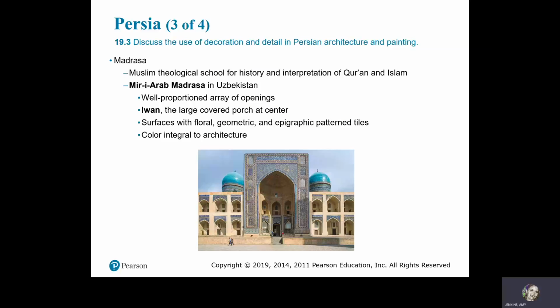A madrasa is a Muslim theological school for history and interpretation of the Quran and Islam. The Mir-i-Arab Madrasa in Uzbekistan has a well-proportioned array of openings. The iwan is a large covered porch at the center. The surfaces have floral, geometric, and epigraphic pattern tiles, and color is integral to the architecture.